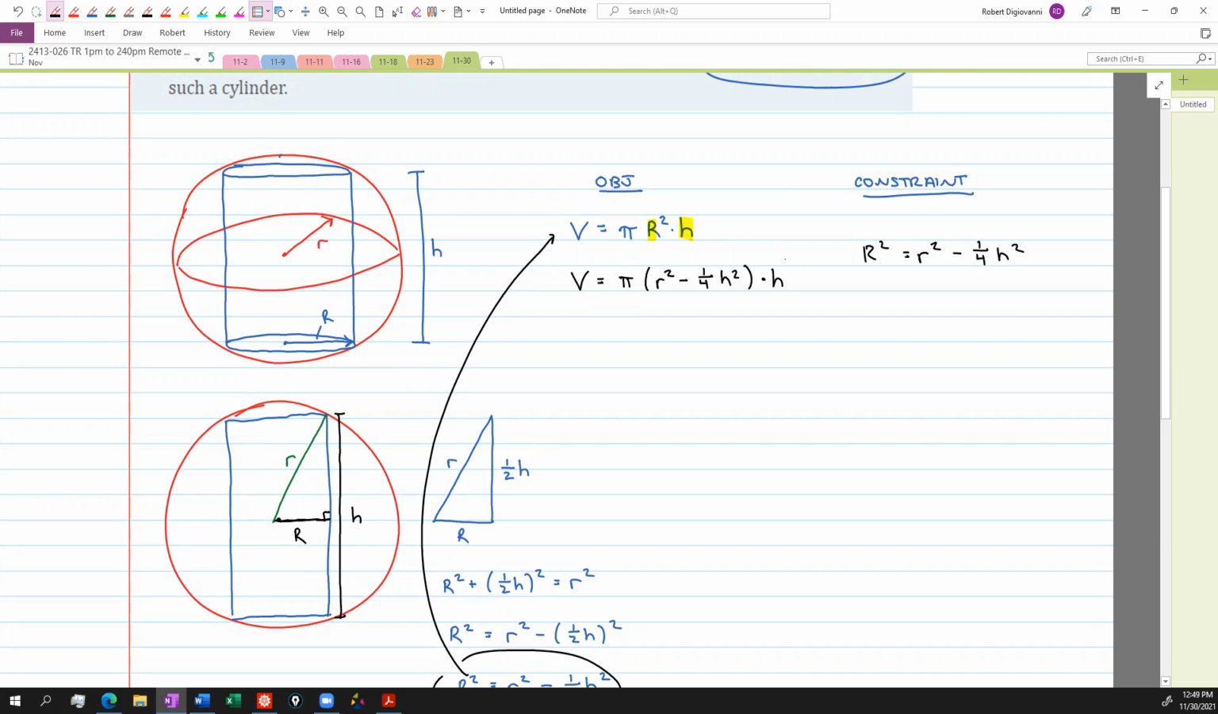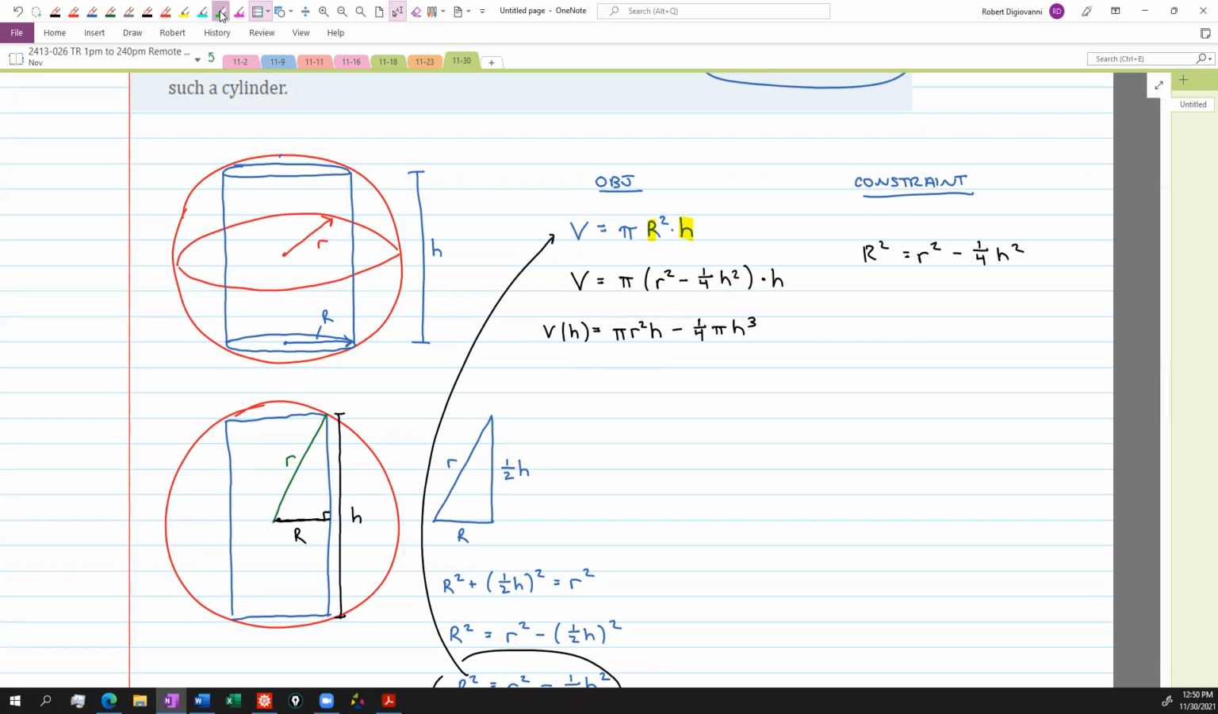Then I'm going to do one more thing. I'm going to distribute the h through the parentheses and the pi through. So my volume will be pi little r squared h minus 1/4 pi h cubed. So the h went to here, got h cubed, the pi came in and hit the 1/4. This is my volume function, and I can look at it as a function of just h. This is the objective function.